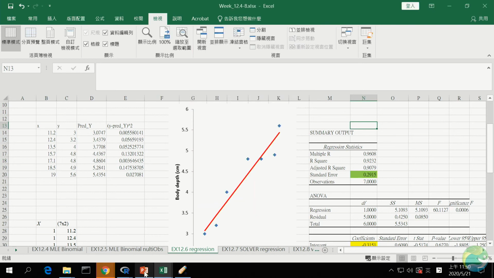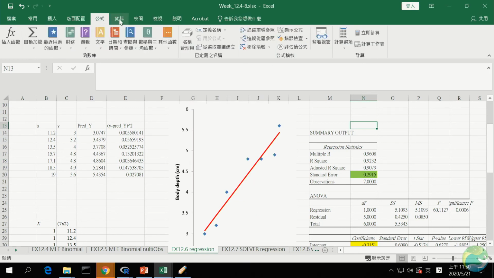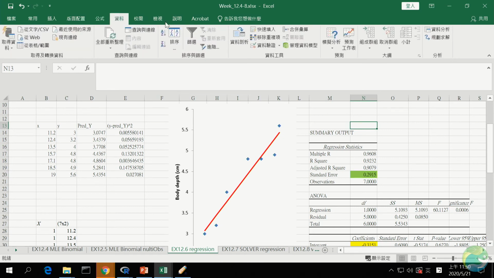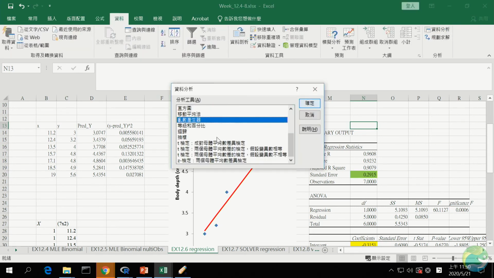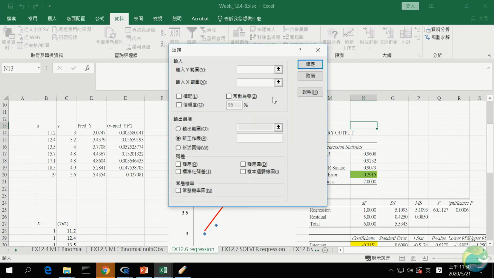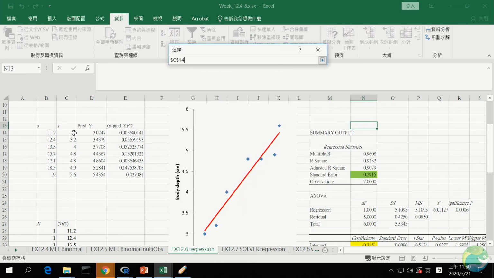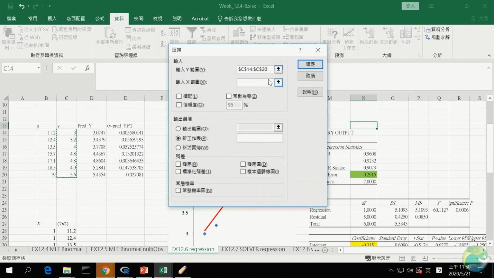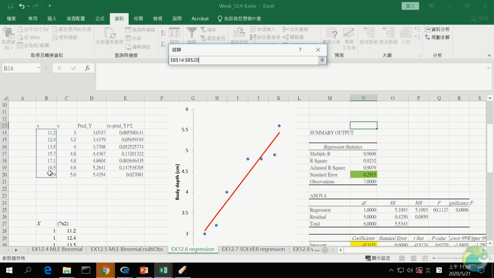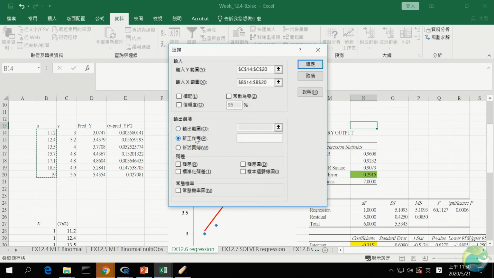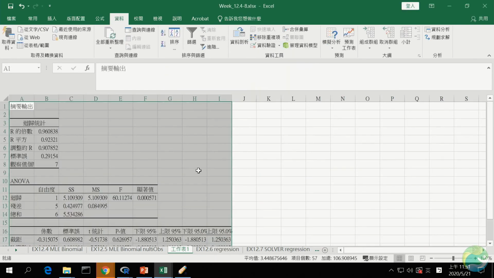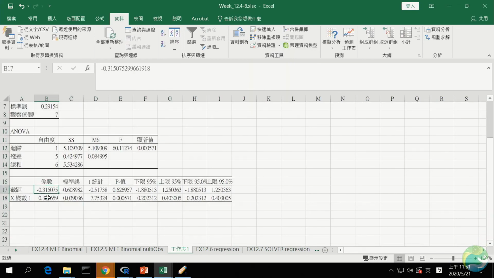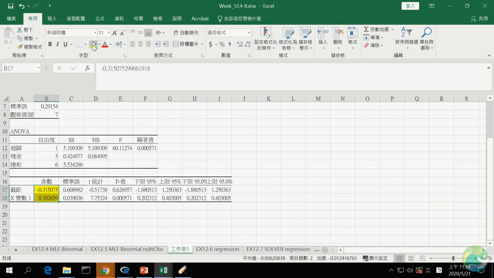Okay, so for example, data analysis, regression, Y value is here, X value is here, output new workbook, right? This is the result from the Excel output.